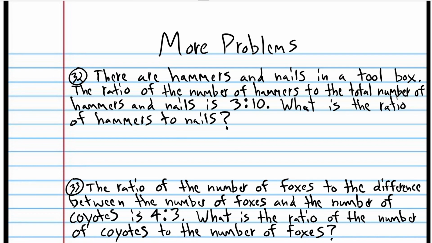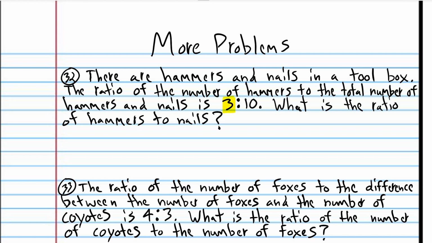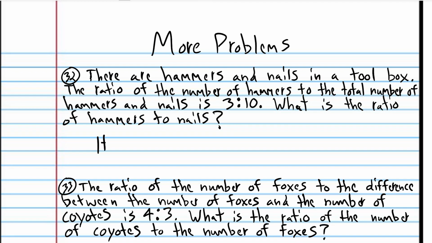So we have the ratio of the number of hammers to the total number of hammers and nails. And it wants to know what is the ratio of hammers to nails. So it wants to know the ratio of the number of hammers to the number of nails, H to N. We don't have that ratio. The ratio that we have is hammers to the sum of hammers and nails. That's 3 to 10.